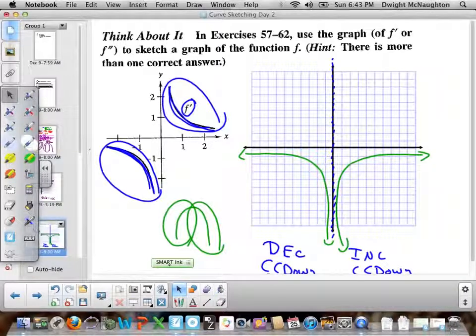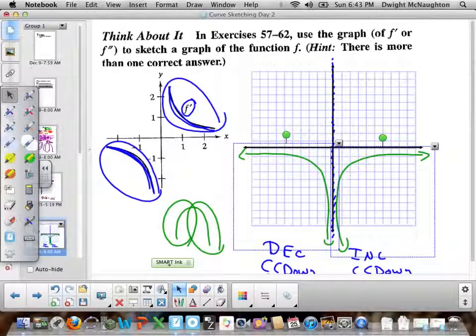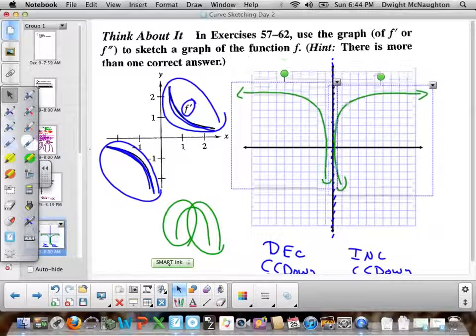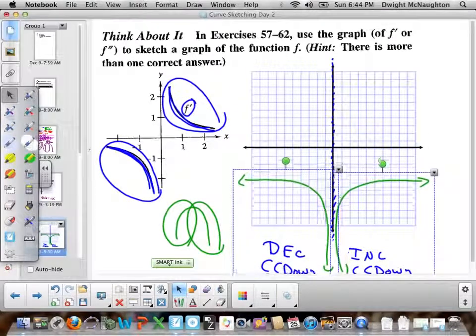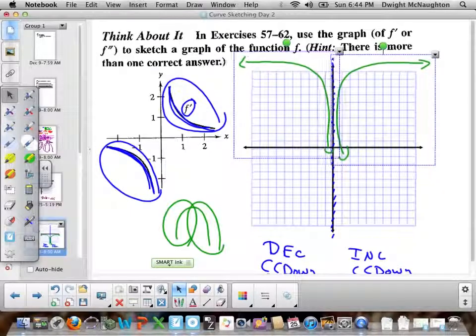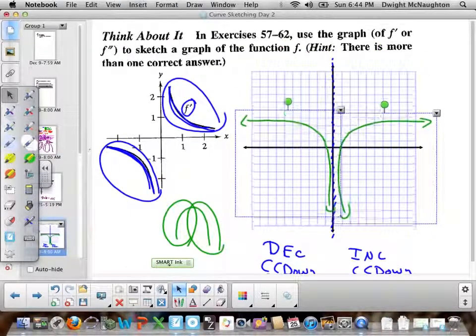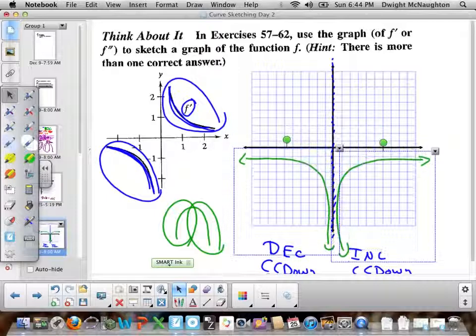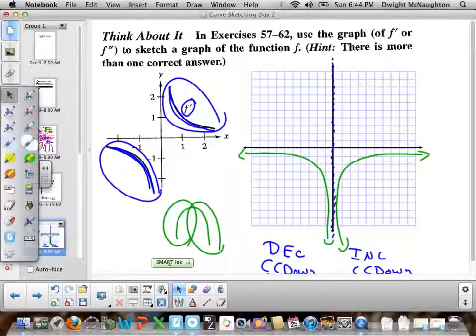What are the other ones? They're not really difficult to get. Just shift up or down. Any one of these values follows the rule, increasing concave down or decreasing concave down in the correct intervals. You just shift up or down, and those would be the possible ones. You just need to give one. It doesn't matter where. So right there, why not?